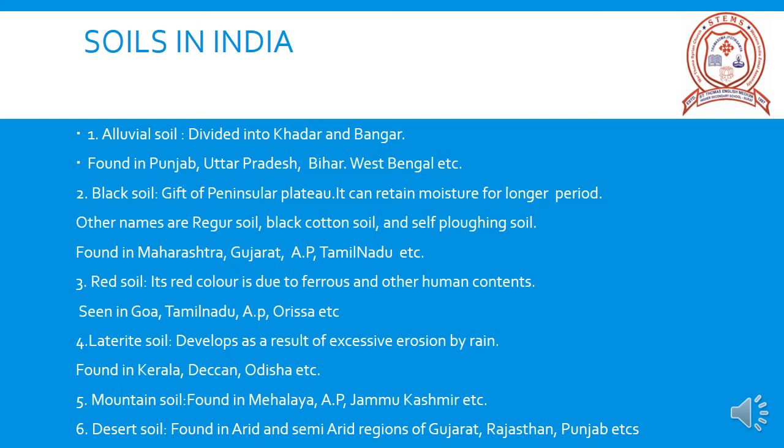Last soil is desert soil. It is found in the arid and semi-arid regions of Gujarat, Rajasthan, Punjab and Haryana. The soil is more alkaline and has less humus content. Agriculture has been done in this soil through irrigation. So these are the 6 types of soil found in India: alluvial soil, black soil, red soil, laterite soil, mountain soil and desert soil. Thus, a large variety in soils of the nation is seen because of the diversity in climate and relief features.